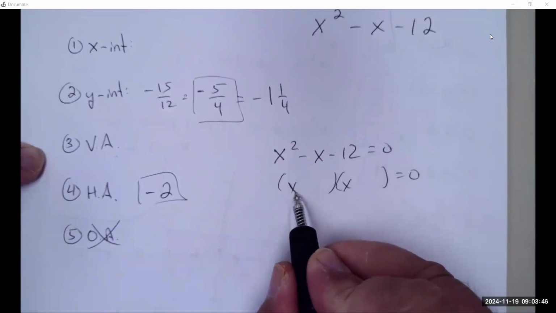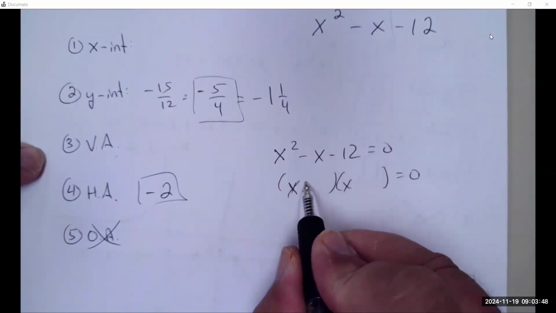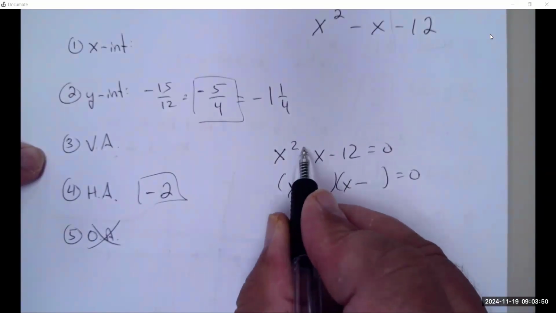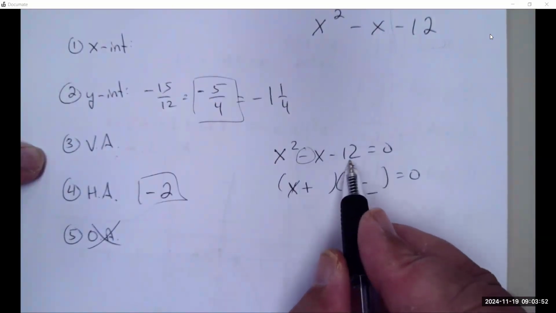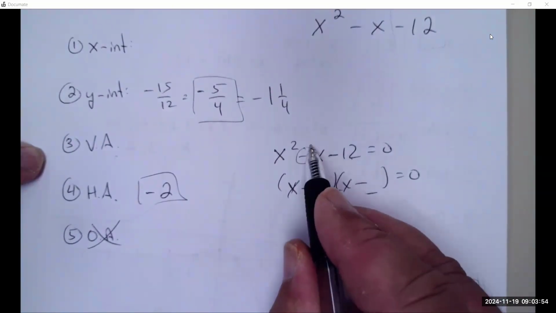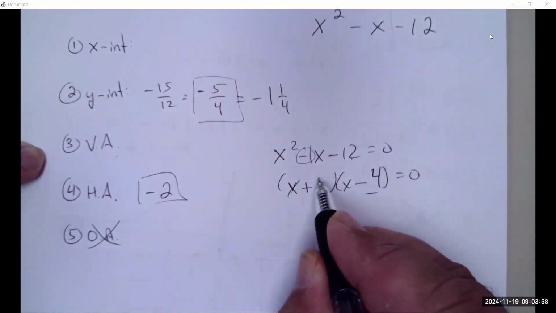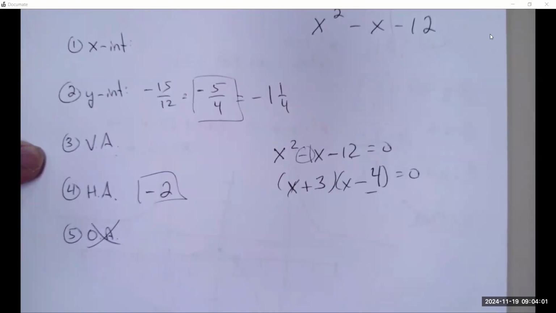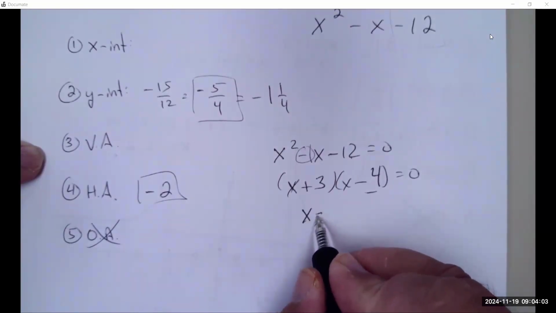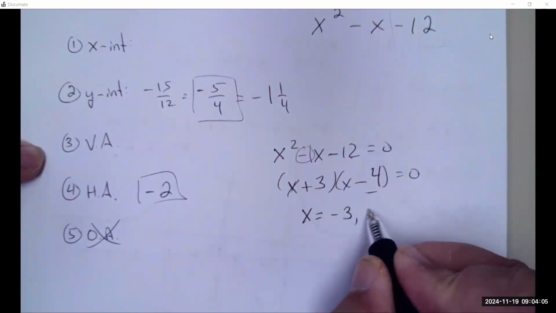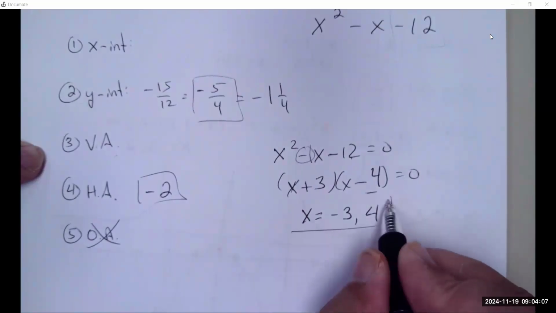So the signs are going to be opposite or the same? It's negative for the big one. So what times what is 12? When you subtract them, you get 1. 4 and 3. So 4 goes on the negative, 3 in positive, which tells us my solutions are negative 3 and 4. Very good.